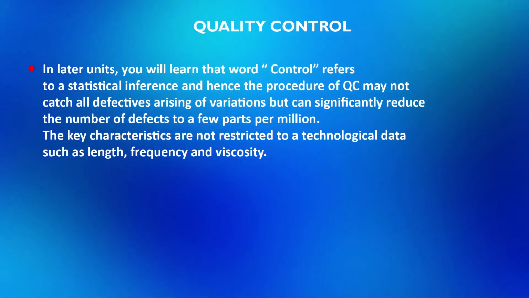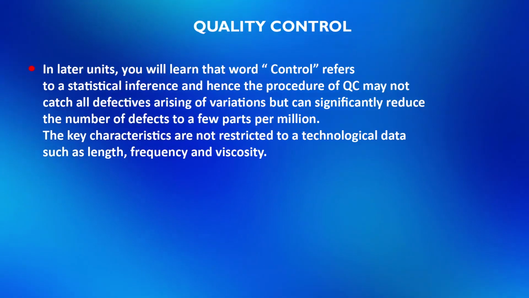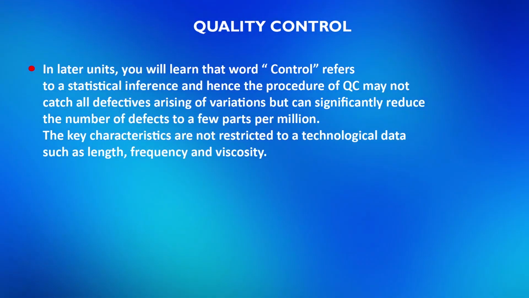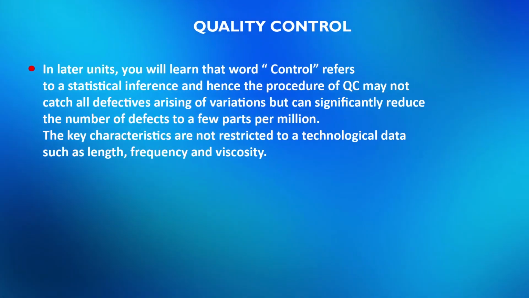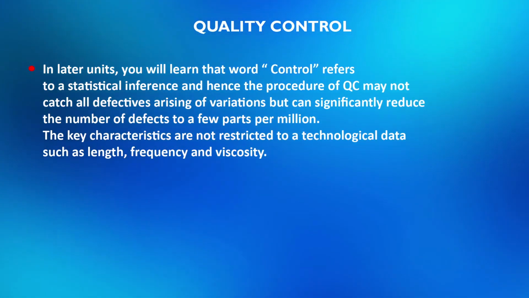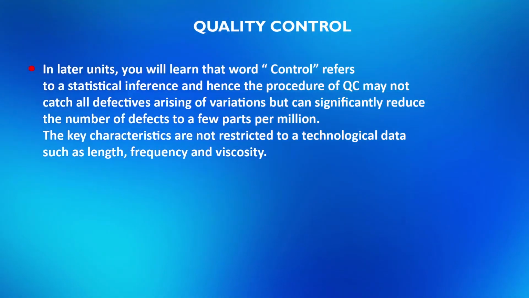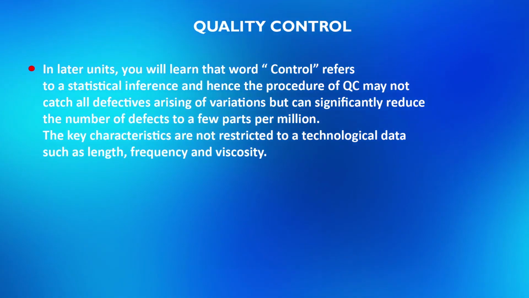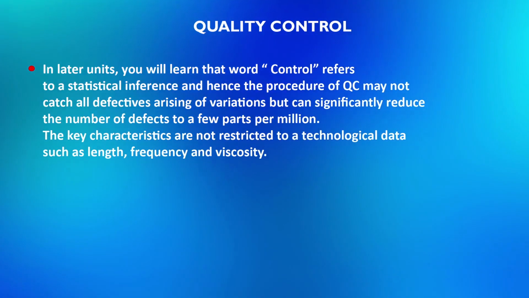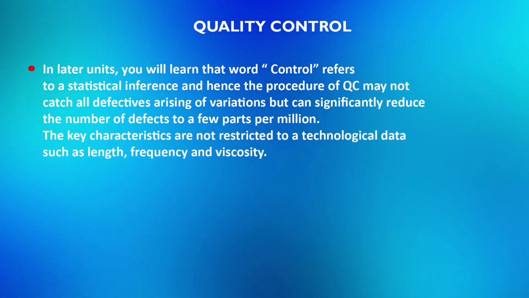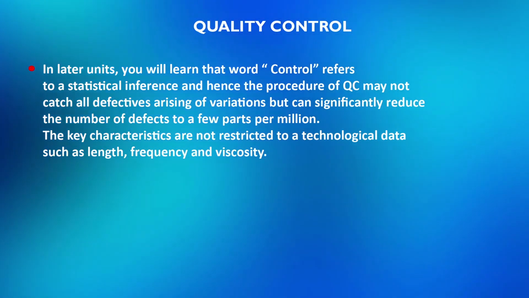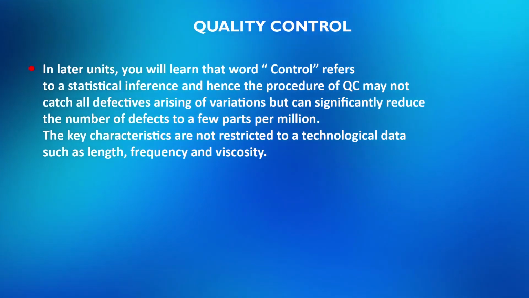In later units, you will learn that the word control refers to a statistical inference, and hence the procedure of quality control may not catch all defects arising from variations, but can significantly reduce the number of defects to a few parts per million. The key characteristics are not restricted to technological data such as length, frequency and viscosity.